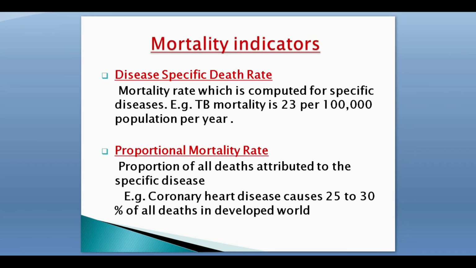Other mortality indicators. These are disease specific death rate, the mortality rate which is computed for a specific disease. For example, tuberculosis mortality is 23 per 1 lakh population per year. Or the proportional mortality rate, that's the proportion of all deaths attributed to a specific disease. Example, coronary heart disease causes 25 to 30% of all deaths in developed countries.